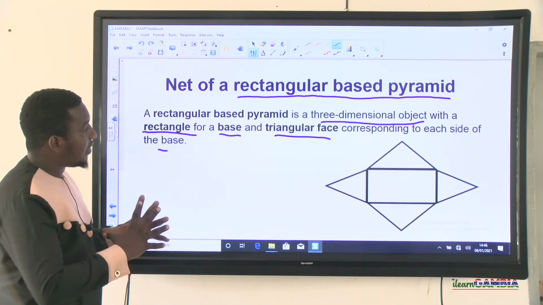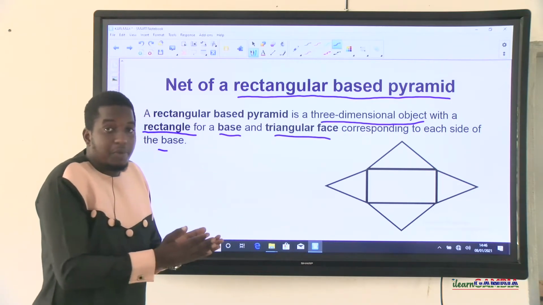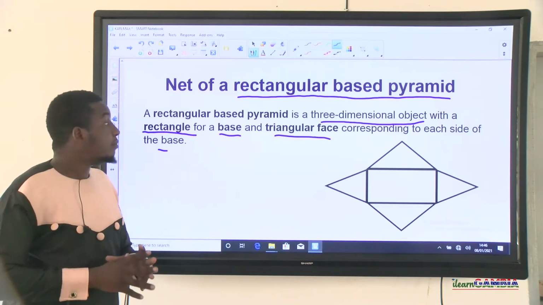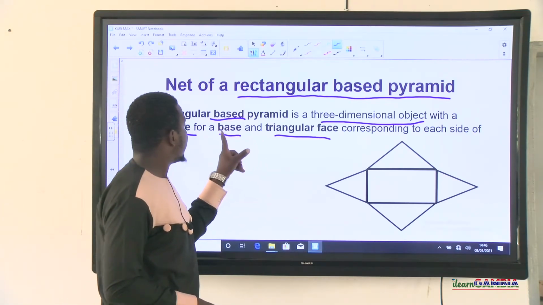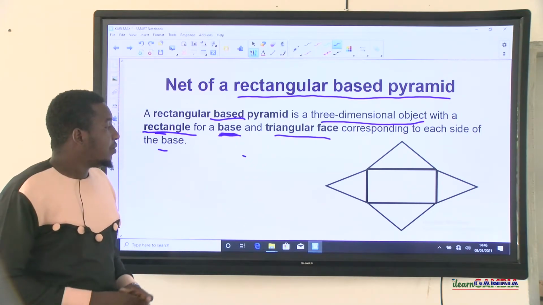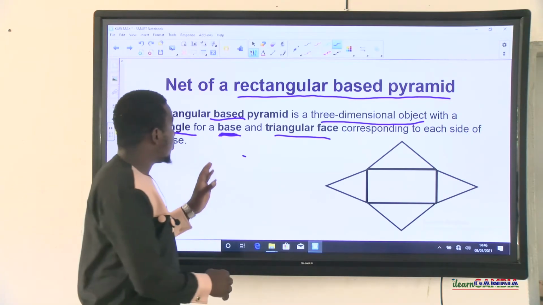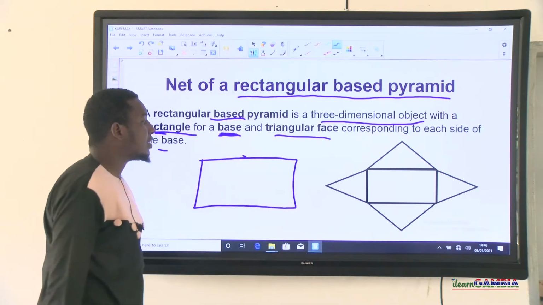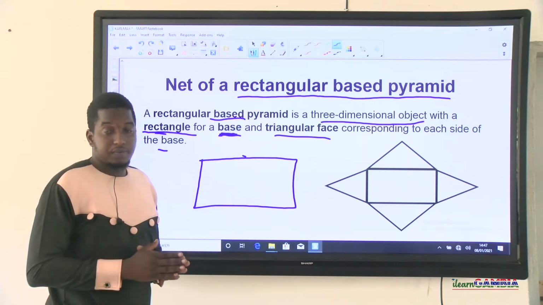In order to have a rectangular based pyramid, from the name we know that the base of the pyramid is a rectangle. That is from the name. The base of the pyramid is a rectangle. Now the faces that correspond to the base of this rectangle are all triangles and they correspond to each other.